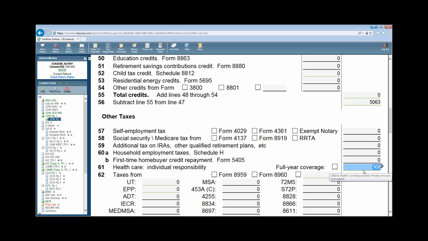So if he, based on his income, because he didn't have any sort of health care coverage, he would have had to pay last year $368. And again, keep in mind that those amounts are only going to go up.